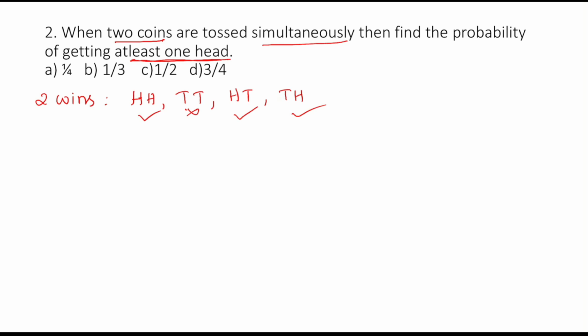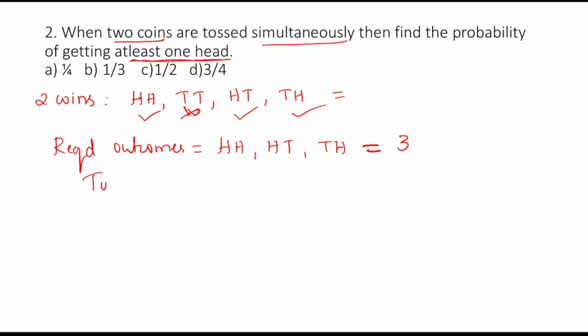So required outcomes are which? Both heads is fine for us, because at least one should be head. It can be one or more than one, but not less than one. One head one tail is fine, or one tail one tail one head is fine, but tail tail is not fine for us, because we want at least one head. So required outcomes are 3. Total outcomes are 4, isn't it?